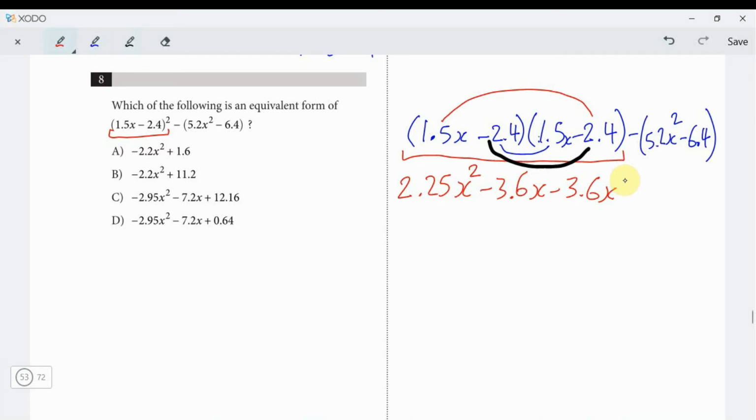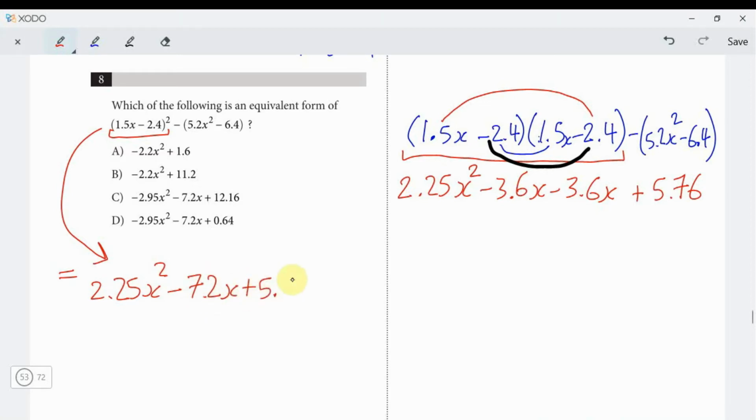24 squared is 5.76. So notice that the square part simplifies to be 2.25x squared minus 7.2x plus 5.76. And then we're going to be subtracting 5.2x squared minus 6.4. But when you expand the negative, it becomes minus 5.2x squared. And then minus and minus become plus, so that becomes plus 6.4.